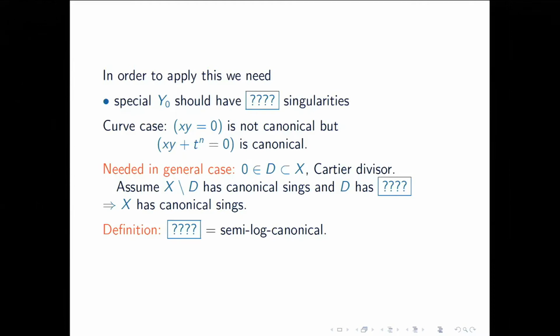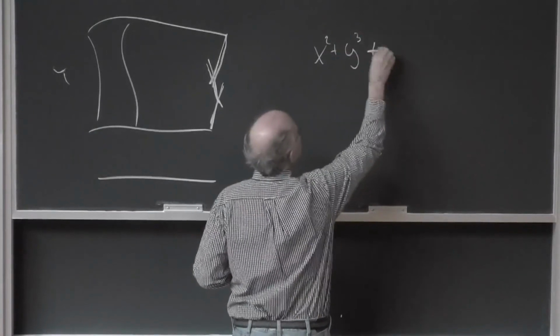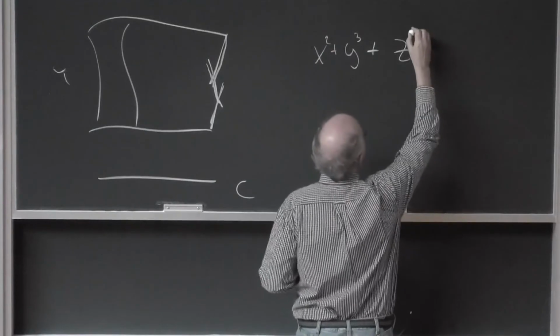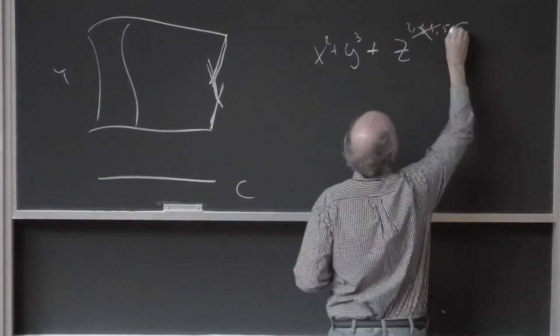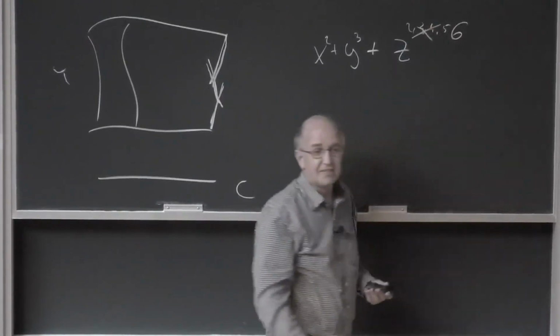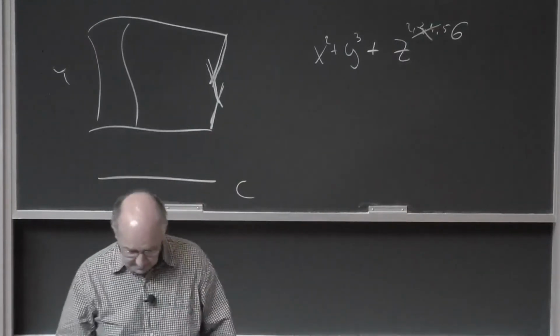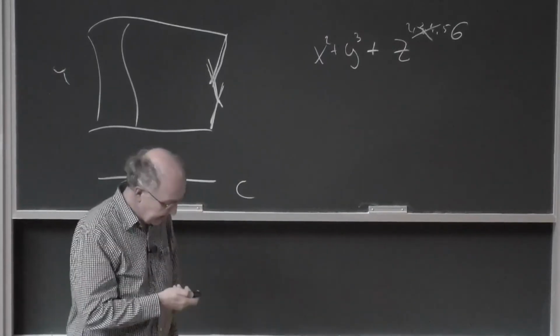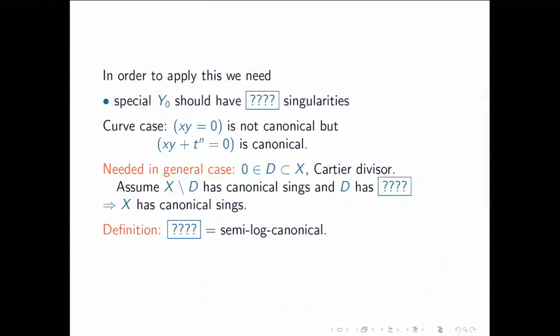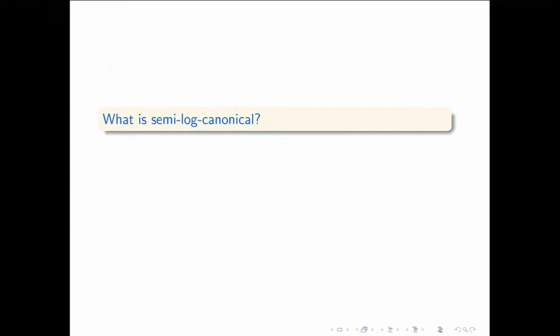So, for instance, if you have a cusp, x squared plus y cubed, and you start to deform it by adding some z to a power, well, 2, 3, 4, 5 is not yet good, but if you put 6 here, that is not canonical. So the cusp is not good. That means that we are looking for this magic class, and that will be our notion of semi-log canonical singularities. So let's see, can we figure out what semi-log canonical singularities are?